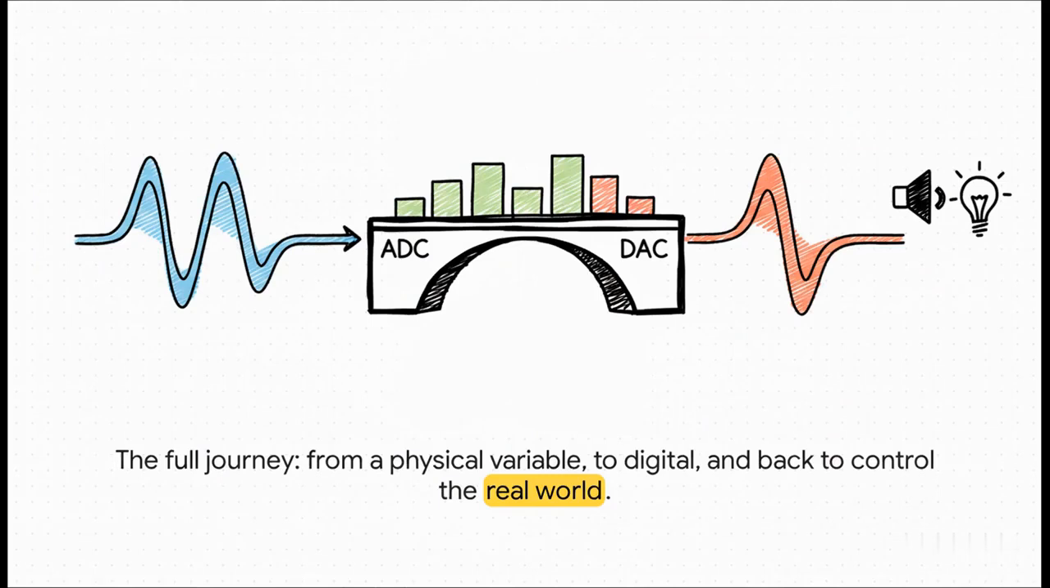Okay, so this diagram shows the whole journey. First, something like a microphone or a thermometer, what we engineers call a transducer, captures a real-world signal, like sound or heat, and turns it into an electrical analog signal. Then, the ADC, our first bridge, converts that smooth signal into a series of ones and zeros for the computer. After the computer does all its processing, it sends a new digital signal to the DAC, our second bridge, which turns it back into an analog signal to do something in the real world, like playing music through your speaker.